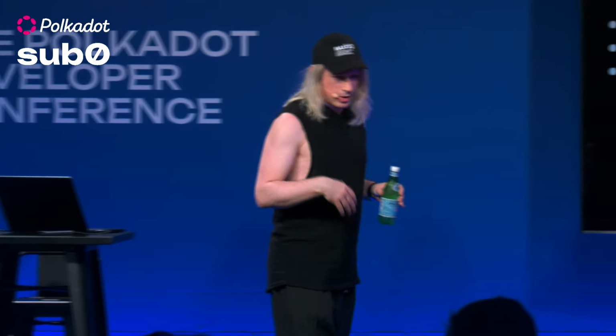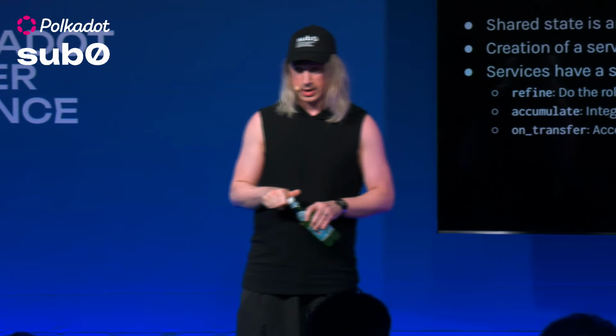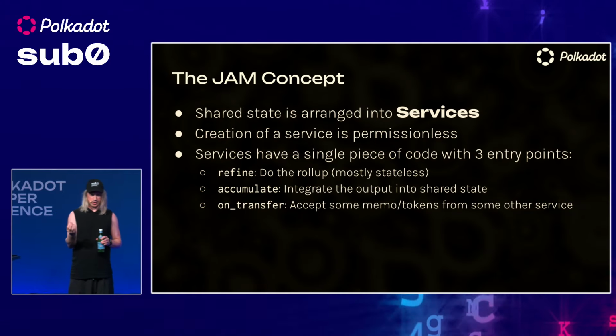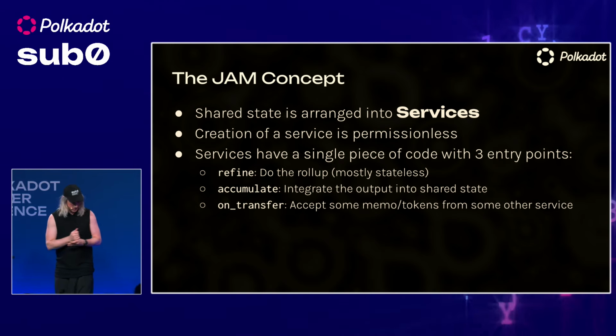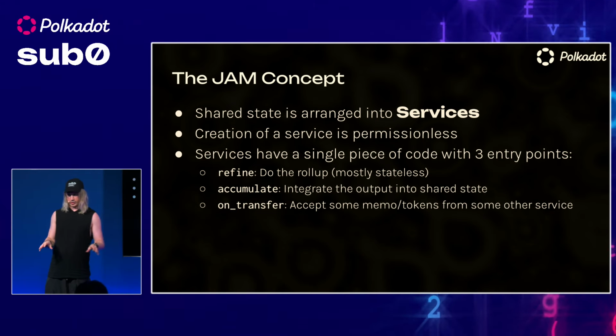In the Jam chain, we arrange the state of the Jam chain into different encapsulated components. A little bit like smart contracts. This is one of the similarities that the Jam chain has to a sort of smart contract chain. We call these encapsulations of state services. We don't call them contracts. There is a good reason for this. Creating a new service is permissionless. Anyone can do it.